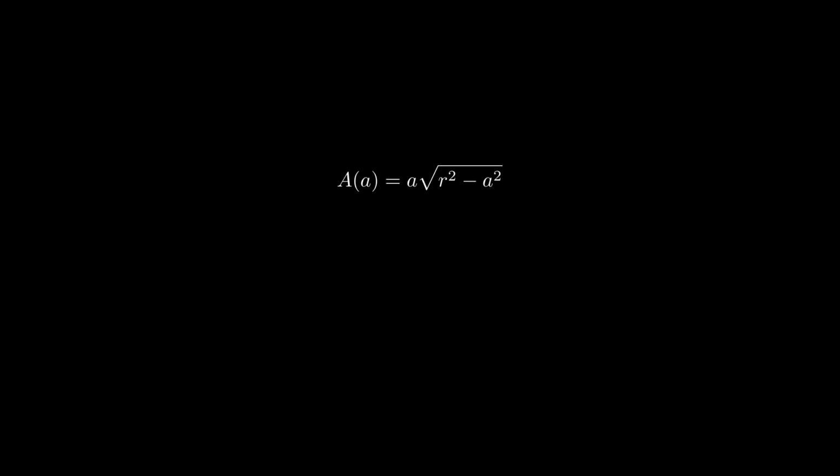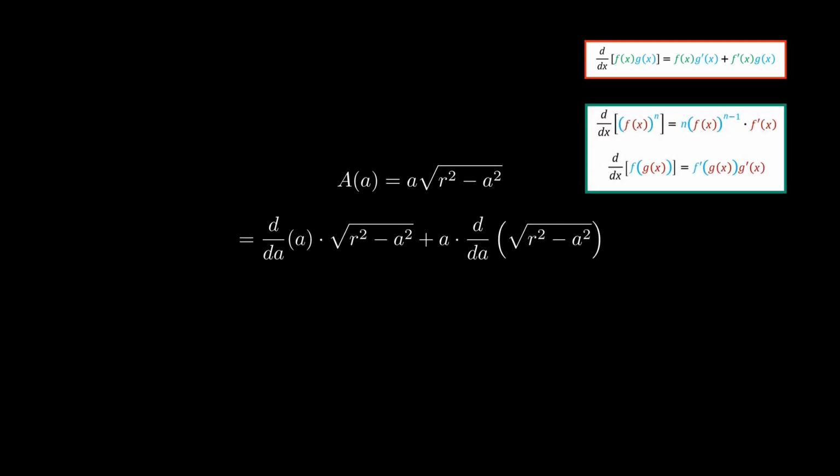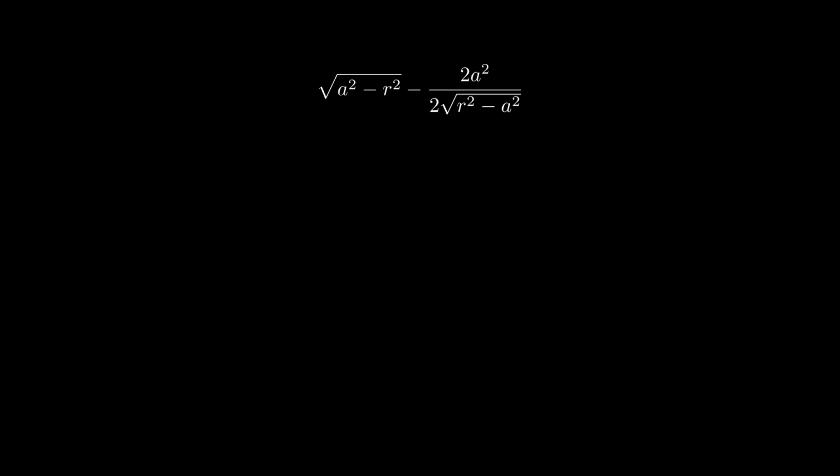Let's find the derivative of this function. Starting off, we are going to use the product rule. The result that comes is this. We now have to use the chain rule, which brings us to this. That is the derivative of the function. We just have to set it to 0 now. Multiplying by square root of r squared minus a squared, we get this, which eventually simplifies to a squared is equal to r squared divided by 2.